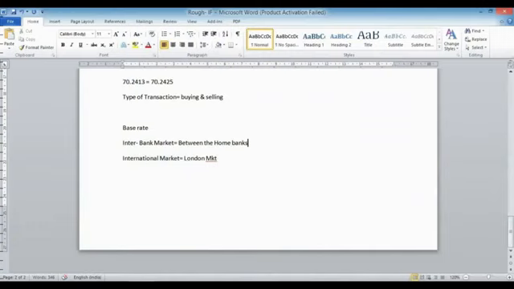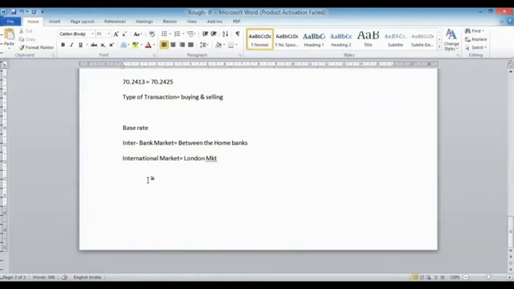A customer approached the bank for buying USD. The customer approached the bank for buying 10,000 USD. Now the bank has to quote the selling rate of USD. That means the customer is demanding 10,000 USD, so the bank has to quote the selling rate of USD to the customer.